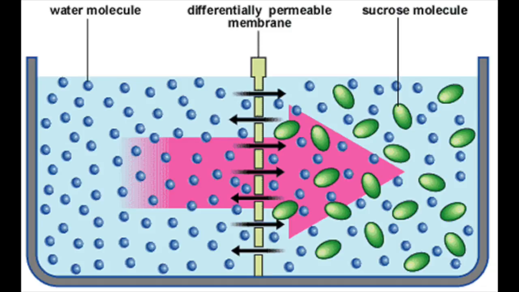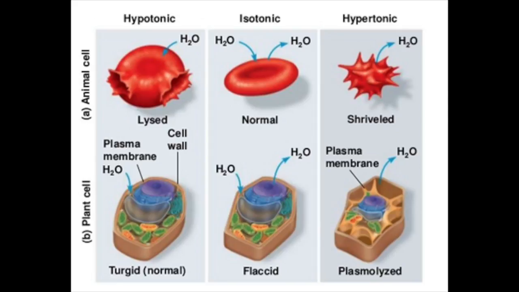Back to osmosis, the movement of water across the membrane through aquaporins. This process is vital to an organism's sustainability and balance. Here is a picture of three different types of water balance and its effects on cells. One term we need to know is tonicity, which is the ability of a surrounding solution to cause a cell to gain or lose water.